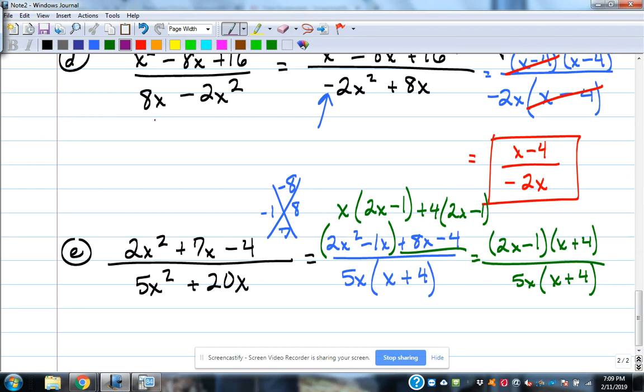What cancels? X plus 4s. Factored or simplified form is 2x minus 1 over 5x.